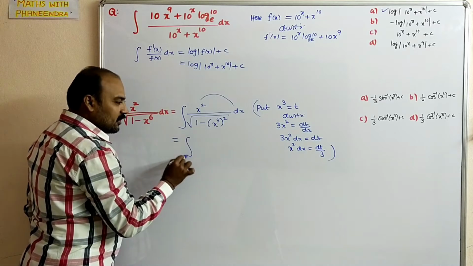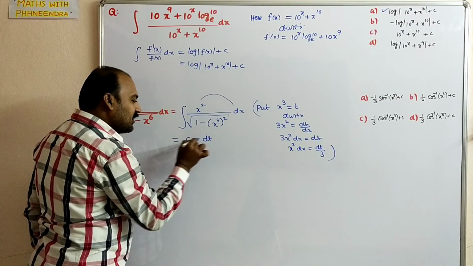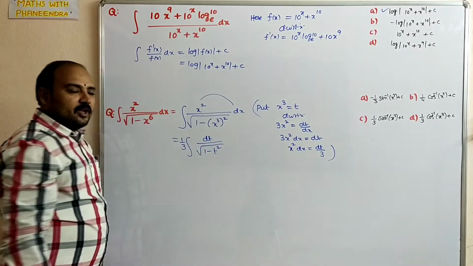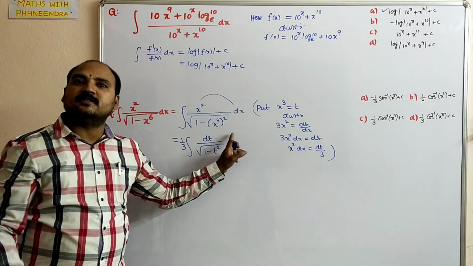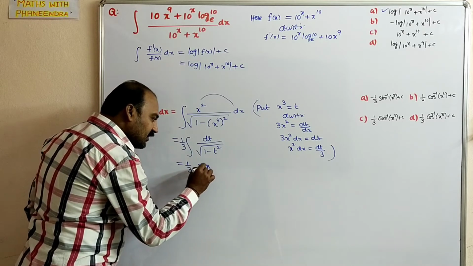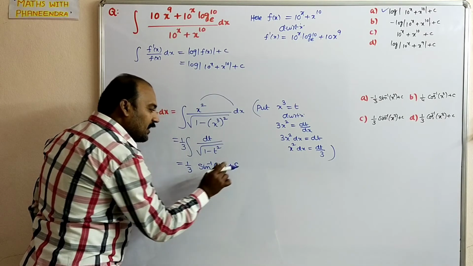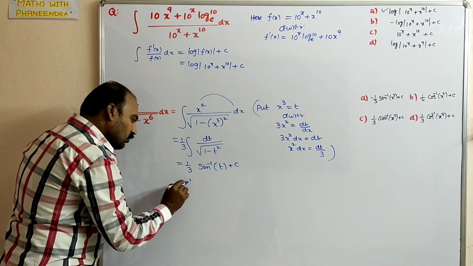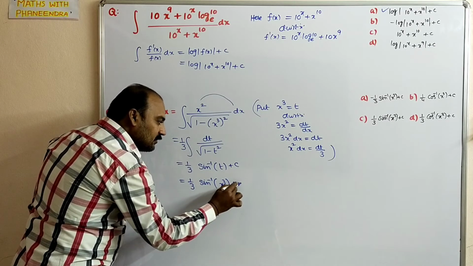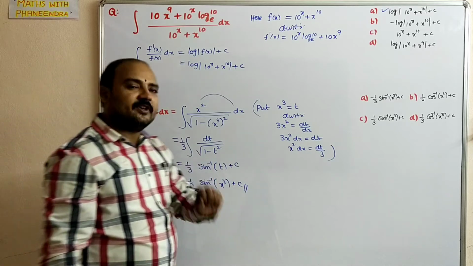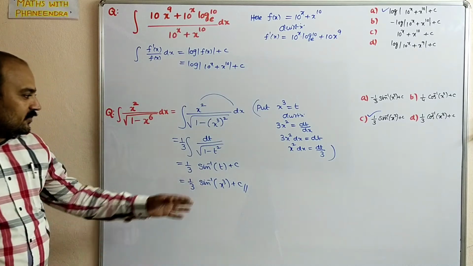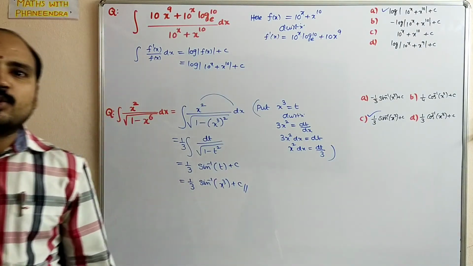So in place of the numerator, we have to replace it with dt by 3. So dt by 3 means 1 by 3 into 1 by square root of 1 minus t square. Integral 1 by root of 1 minus x square dx is sine inverse x. So it is equal to 1 by 3 sine inverse of t plus c. In place of t, what we assumed, we can write it here: 1 by 3 sine inverse of x power 3 plus c. So 1 by 3 sine inverse of x power 3, which is there in the third option, 1 by 3 sine inverse of x cube plus c. We move to the next question.